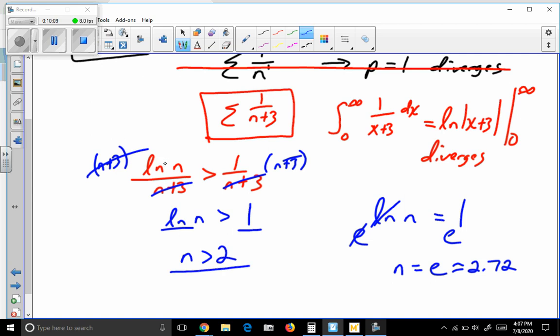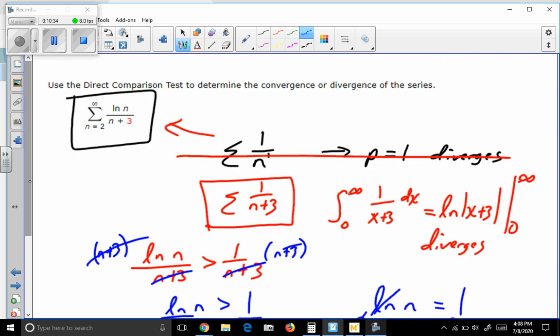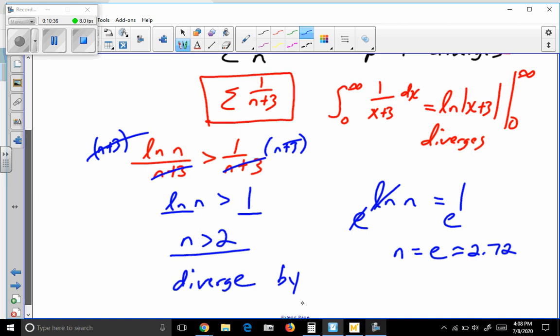So for the first term, this is not bigger. But once we get past the first term, for the second term, and for the third, fourth, fifth, all the other ones are going to be bigger. So if this one diverged and almost all of these terms are even bigger, that one has to diverge also. And we want to tell that it diverges by the direct comparison test.